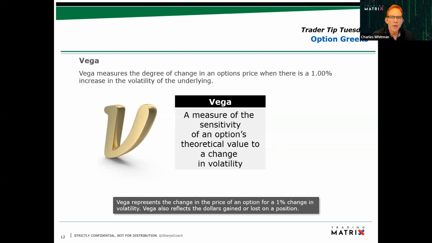Vega. Vega measures the degree of change in an option's price when there's a 1% increase in the volatility of the underlying. So Vega represents the change of the price of an option for a 1% change in volatility. It can also be reflected in terms of dollars. So if we have an option that's worth $10 and the Vega is 50 cents and volatility goes up 1%, without the market moving, the option will go up in value from $10 to $10.50. So you can make money being long options without the market moving. This happens if volatility goes up. This is often what happens before stock earnings reports.